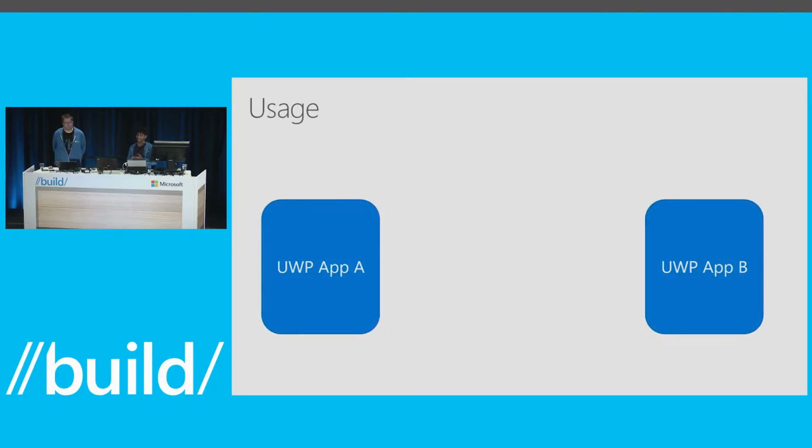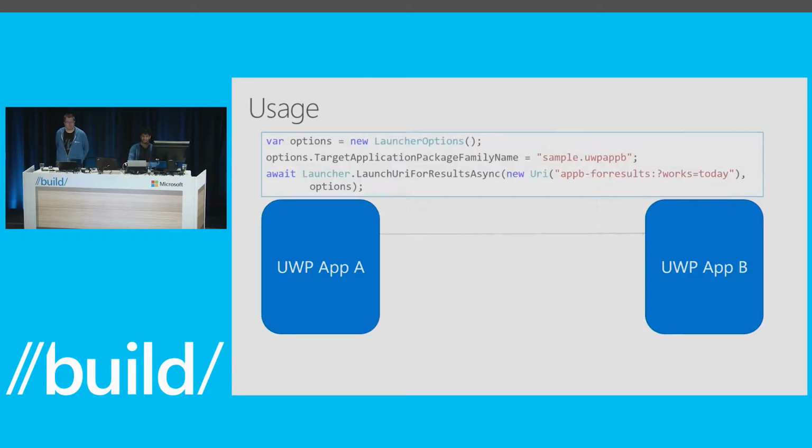Now let's look again at how we used launch URI for results. Well, we saw this earlier. The two things that I needed to do were create a new launcher options object with the package family name of the app that I wanted to launch. The second thing I needed to do was specify that query URI I wanted to launch. Finally, I have the option to send over that value set of parameters. In this case, I didn't, and the last time I did.